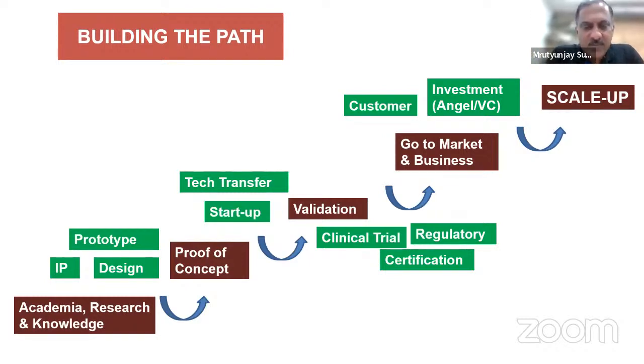So once you validate, it means a large number of samples and all, the next step is go to market strategy. So you look for customers, clients, and also you look for investment, the angel or the VC funds, to see that your validated product or process goes to the next scale strategy. So it means you build an enterprise, which is growing and growing. So this is what you need to build your path in the process of incubation activities. That's what we have been doing.